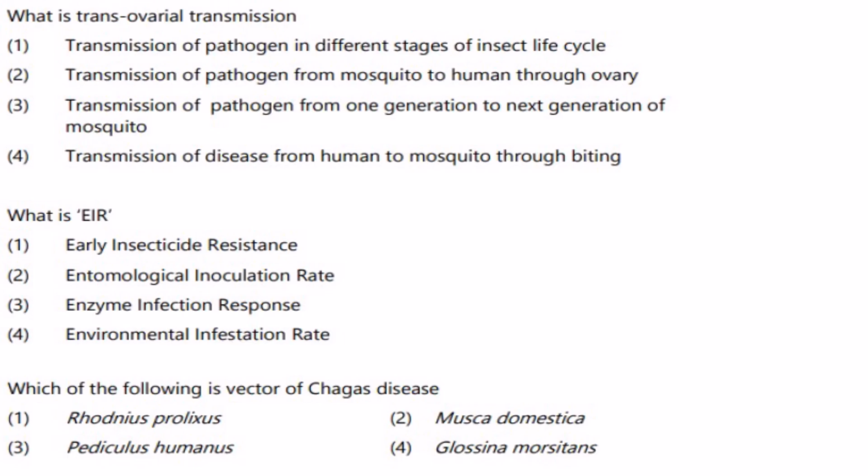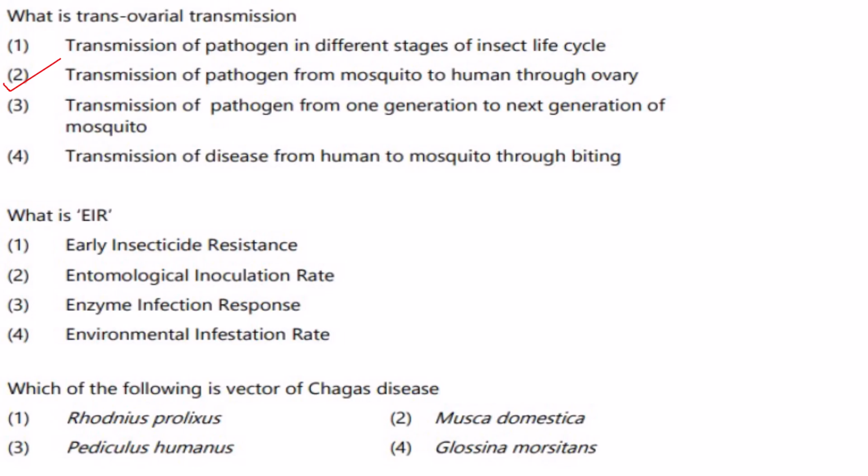So here if you see the options, you can see that transmission of pathogen from mosquito to human through ovary. The female mosquito is infected by the pathogen. It will transmit this pathogen to its offsprings through the eggs. The larva becomes infected. The larva grows into an infected adult, and it will go and bite a new human being. It will be able to transmit the disease. That is called trans-ovarial transmission. So answer here is option 2.